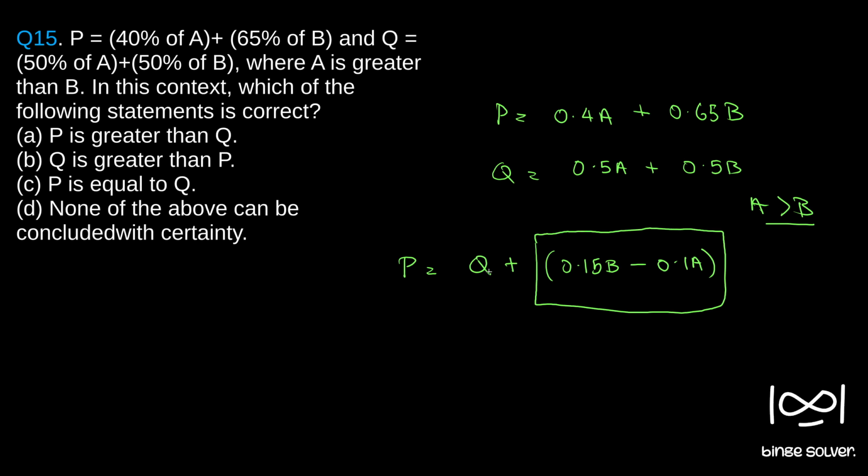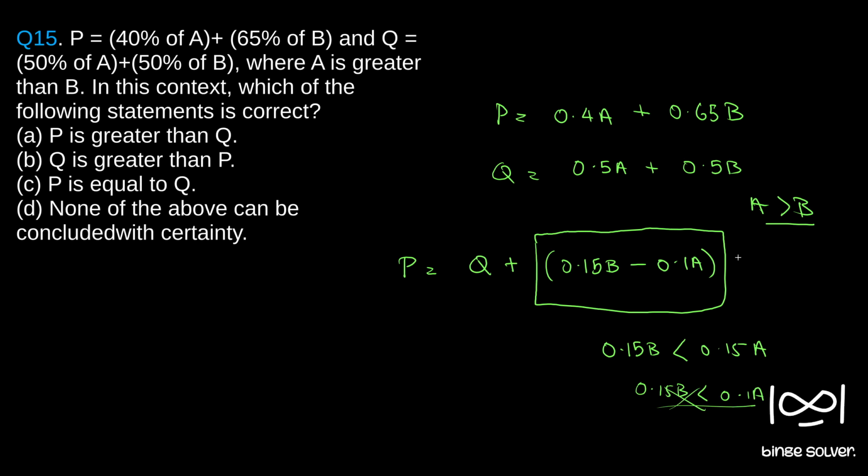If this is a negative number, P will be less than Q. If this is 0, then P will be equal to Q. Since A is greater than B, the only information is that A is greater than B. So we can say 0.15B will be less than 0.15A, since B is the smaller number. That we know, but we cannot say for sure that 0.15B is less than 0.1A. We cannot say this for sure.